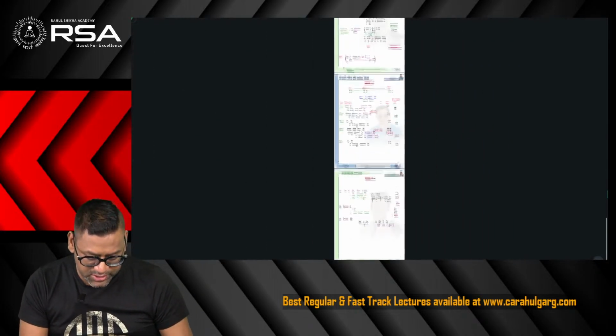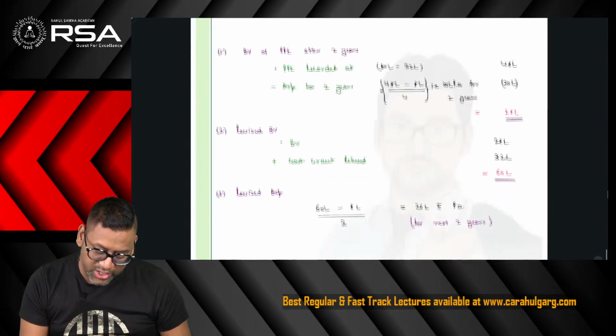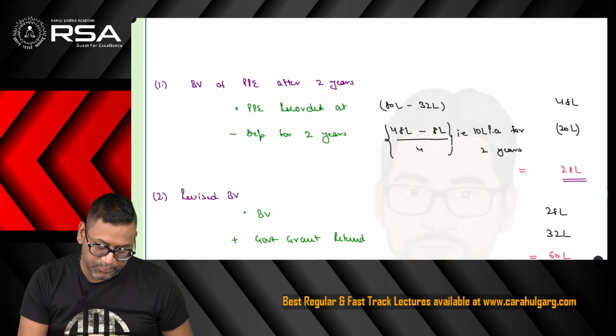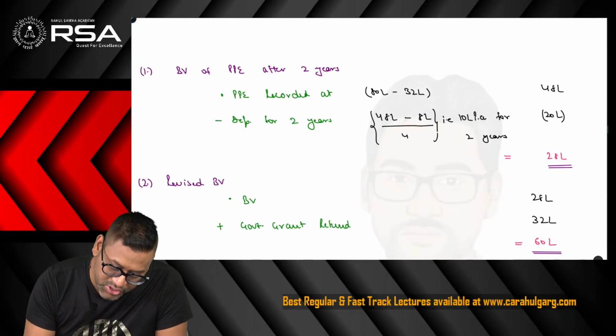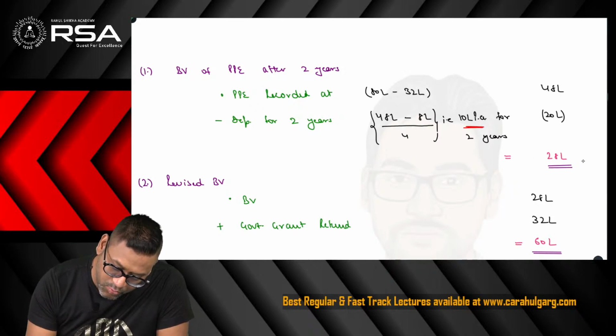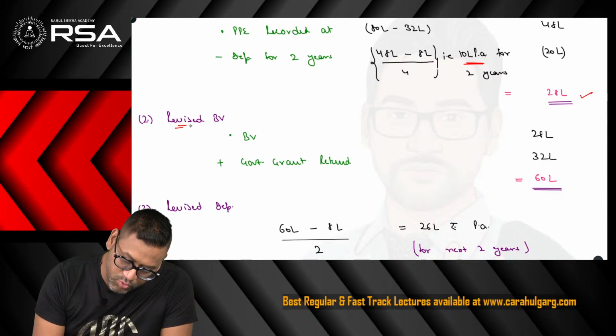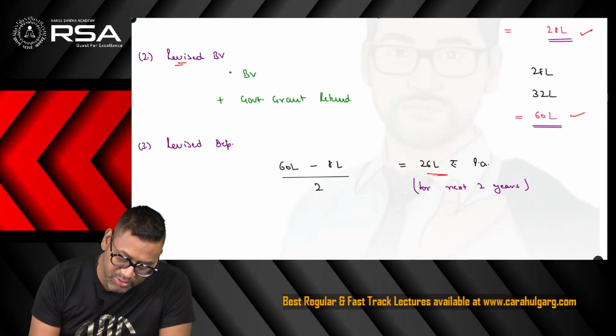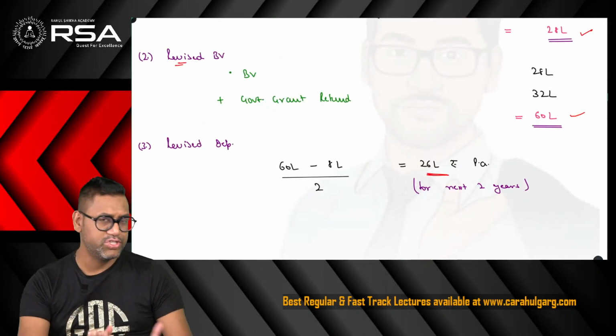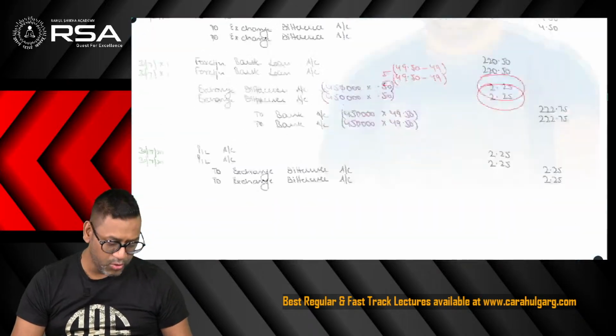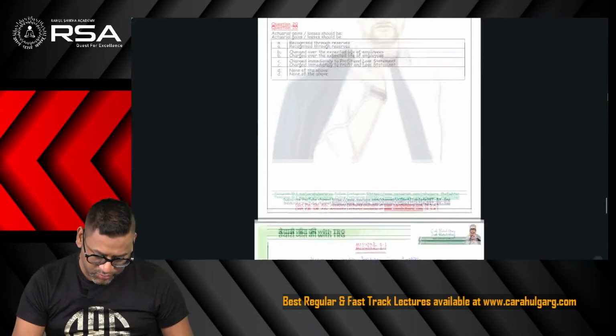And if you want to see every step in detail, I have done it over here. So this is the depreciation per annum for each year. I have marked it over here. This is the book value after 2 years. The revised book value is 60 lakh and the revised depreciation is 26 lakh rupees, which we just found out. Okay, so we are done with 19 questions.